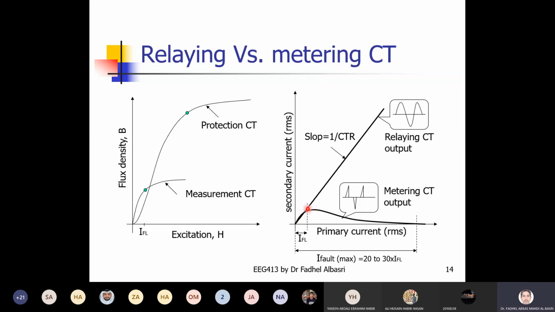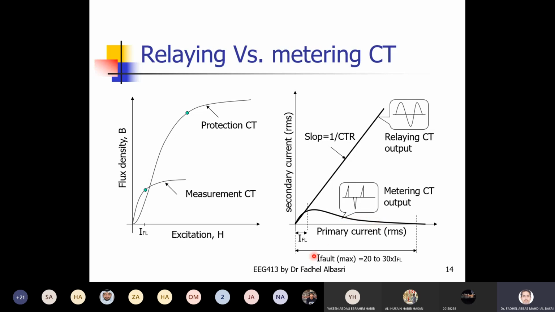Now, the ratio for a measurement CT, up to the full load, if you go primary up to full load, it's linear. If you exceed 120%, it depends on the manufacturer, they specify it for you. But if you exceed the full load by that percentage, the primary current to the secondary will not be constant anymore. The ratio will get reduced, okay, reduced.